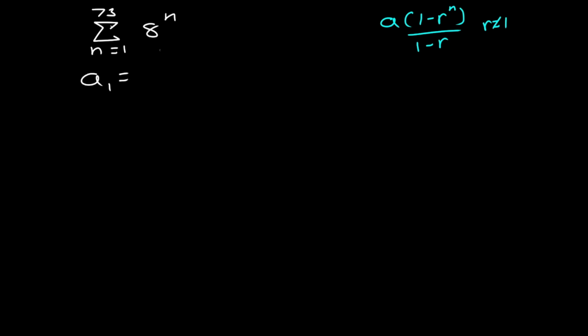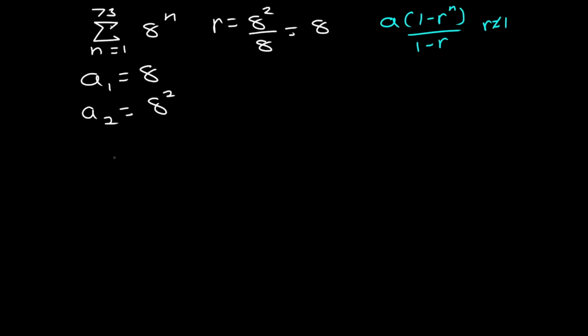If we were to plug in a 1 into our equation, 8 raised to 1, that's going to give us an 8. If we were to plug in a 2 for our second term, we would get 8 squared. Next, let's find our r. Our r is going to be equal to the second term divided by the first term, which is going to give us 8. We can check this 8 against the requirement r is not equal to 1. That is true, meaning we can find the sum of this problem with this equation.